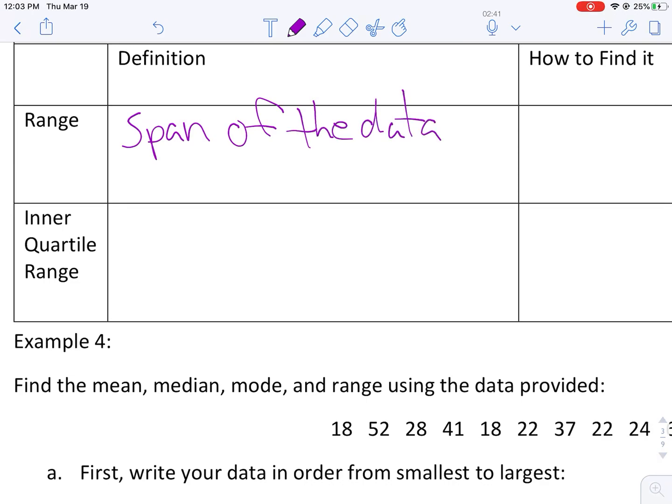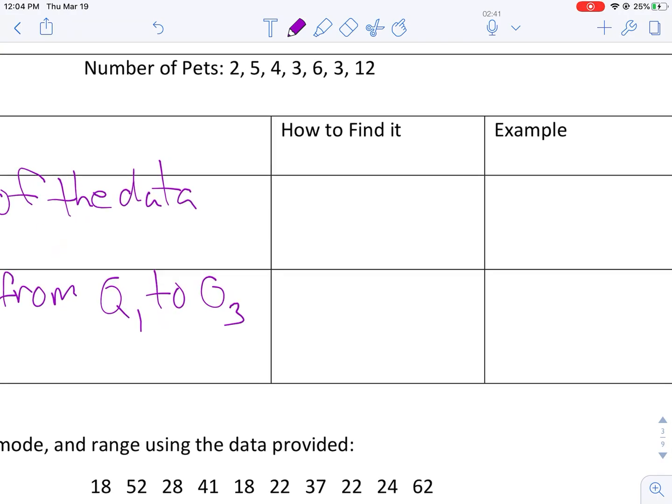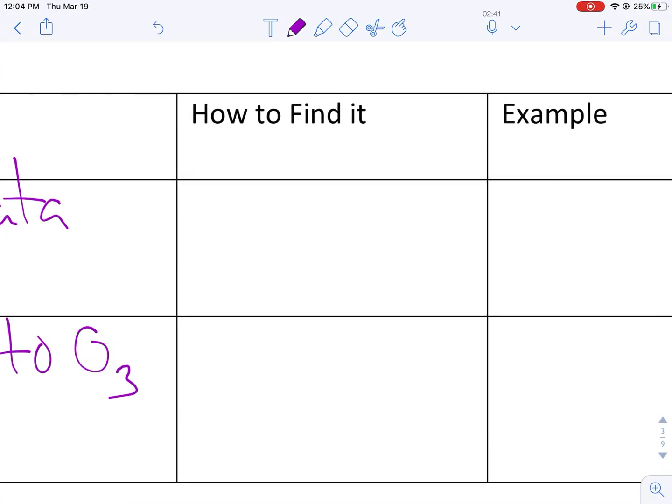Span of the data set. And then interquartile range, so we are getting into something new here. Interquartile range is the span from Q1 to Q3. How to find it? Well, what I do here, and this is really simple, I do highest value minus the lowest value.